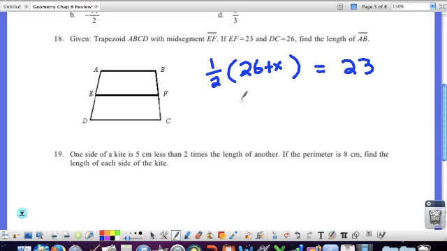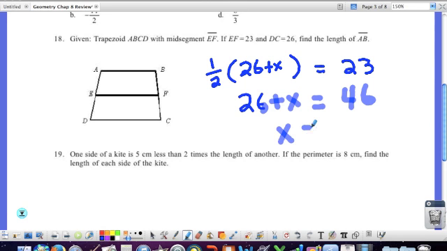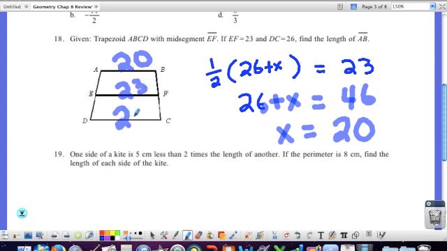So multiplying each side by 2, that should be 26 plus x equals 23 times 2, which is 46. Subtract 26 from both sides, and you get x equals 20. So AB is 20, EF, they told me, was 23, and DC, 26, which makes sense because 23 is the mean of the two bases.